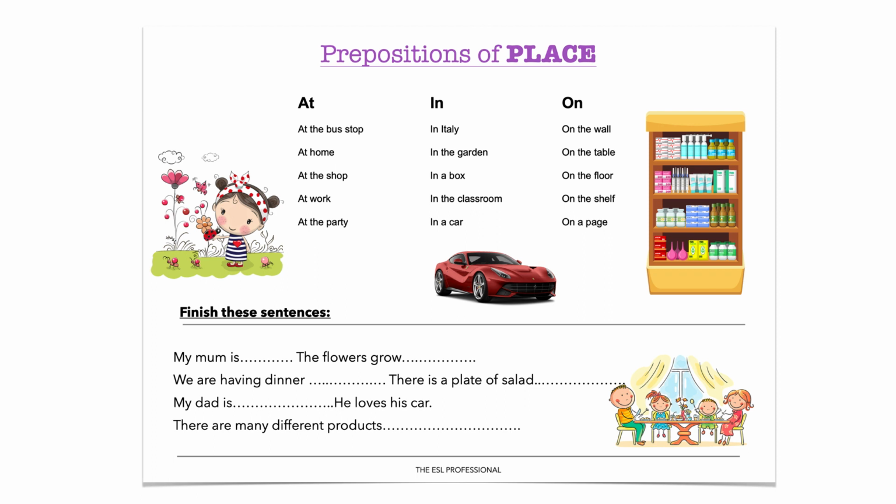We are having dinner at home. We are having dinner in the dining room. There is a plate of salad. Where is the plate of salad? There is a plate of salad on the table.